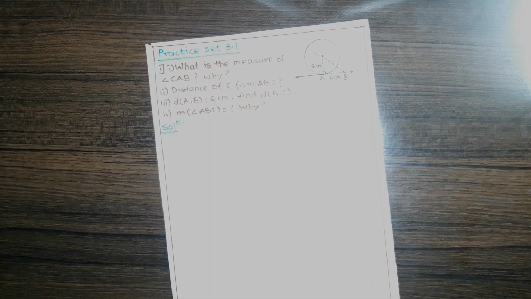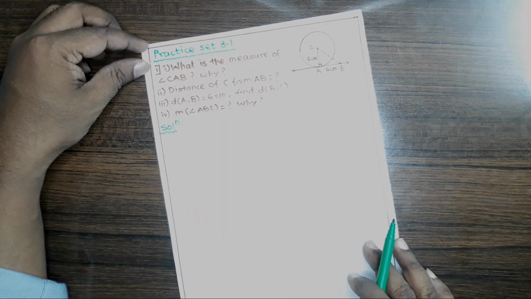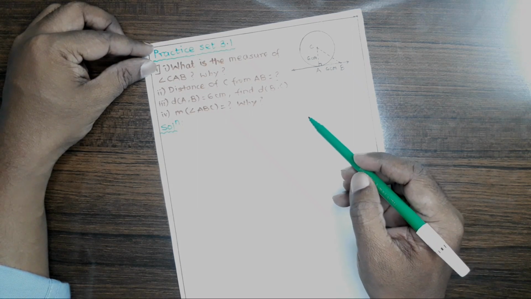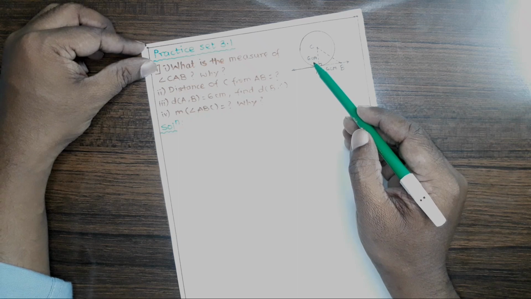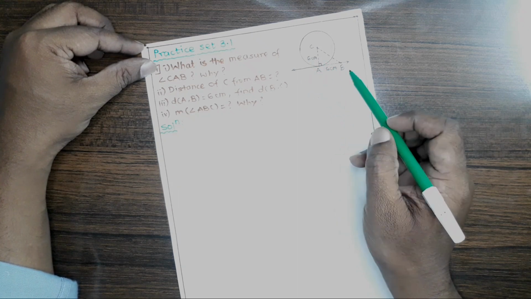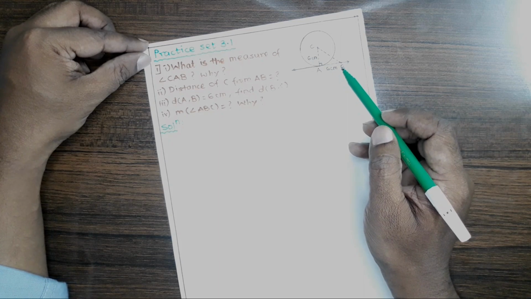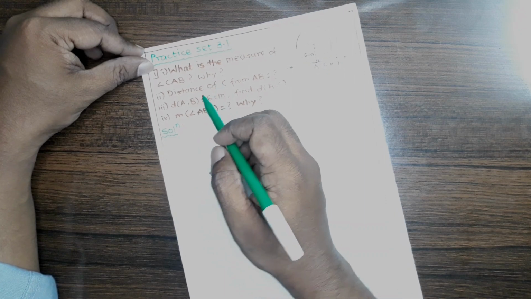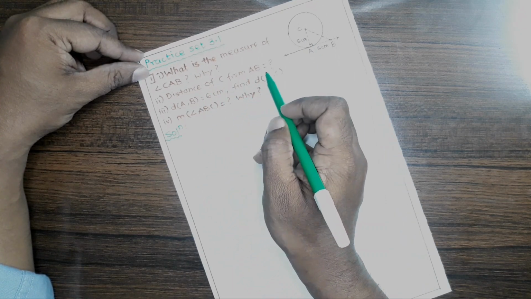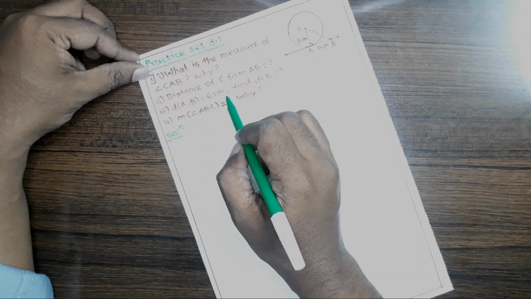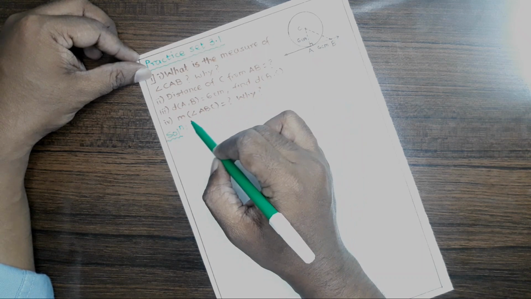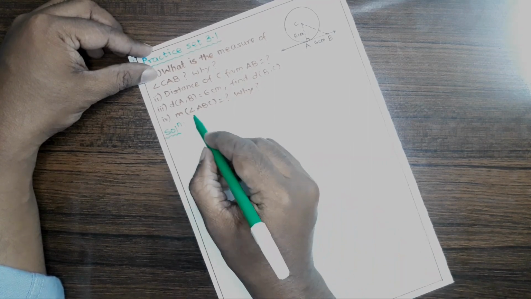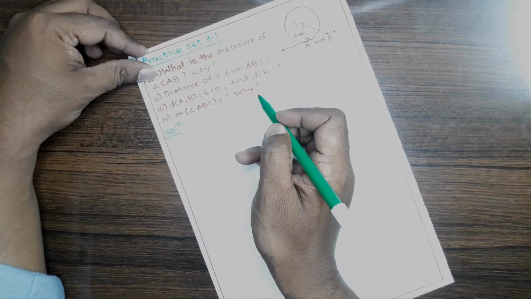Now let's see one problem from practice set 3.1. The problem states that in the adjoining figure, the radius of the circle is 6 centimeter, and line AB is tangent at A. Now answer the following questions. The first question is what is the measure of angle CAB and why? Then the second one is distance of C from AB. Distance of AB is 6 centimeter. Find distance of BC. And the last one is measure of angle ABC and why.